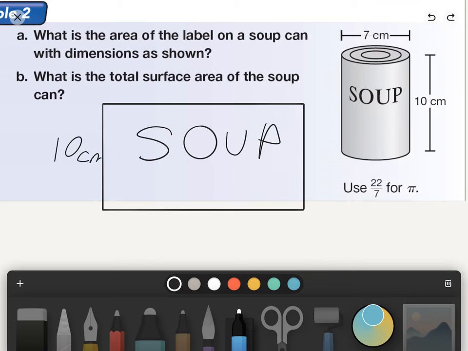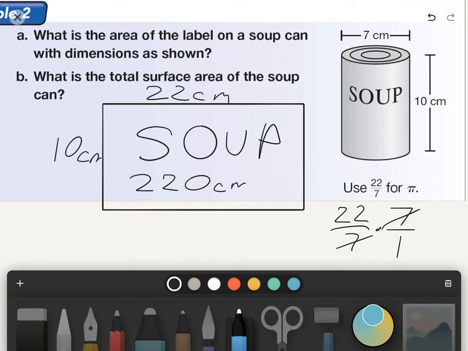But you know what we can do, right? A little bit of cross-canceling goodness. We can cross-cancel that, and we just have 22 centimeters just chilling right there for us. That's my favorite thing you've done. That's good. I'm glad. Okay, so that gets our surface area of the label as 220 square centimeters, 10 times 22.